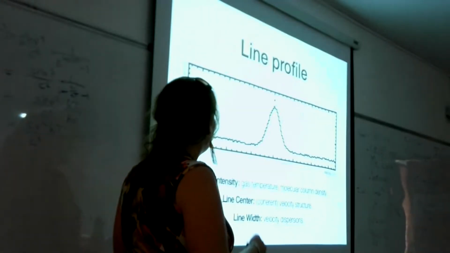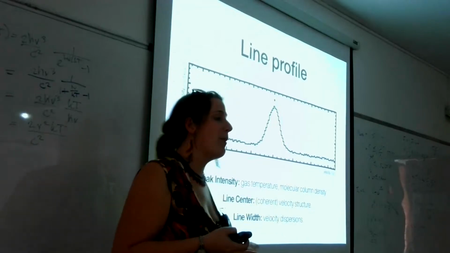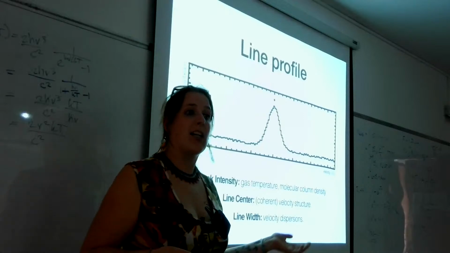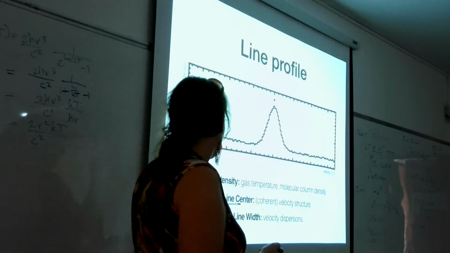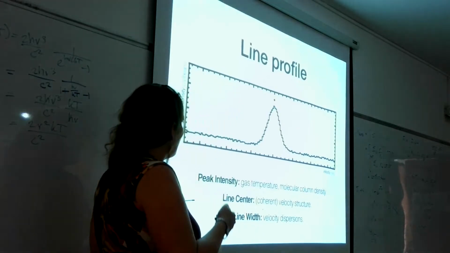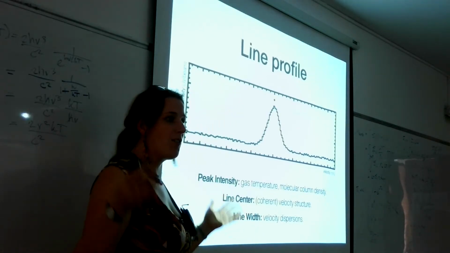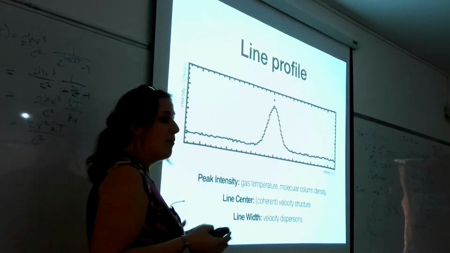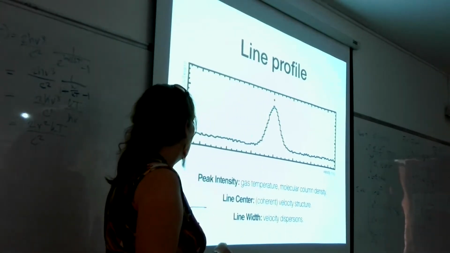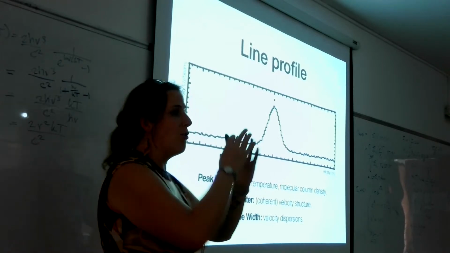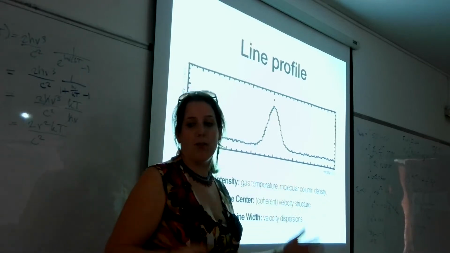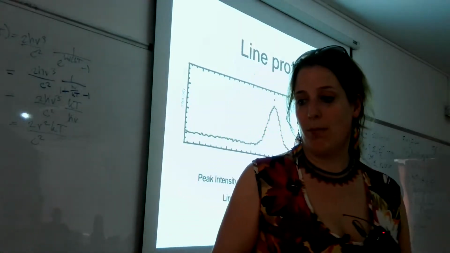You have peak intensity, which, as we talked about earlier with chemistry, is simply related to the gas temperature and the molecular column density. So this is not so much about the kinematics. Then the line center tells you about the velocity structure, so the Keplerian motion or maybe non-Keplerian motion on top of that. And then the line width tells you about the dispersion of the velocity, so the number of different velocity components you have at that location.